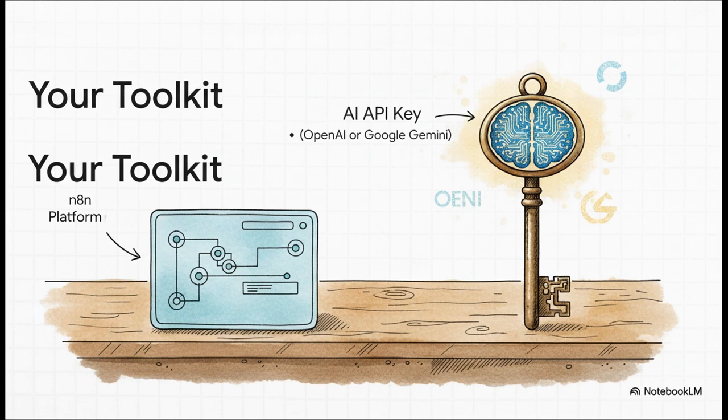Second, you'll need an AI API key. Now just think of this key as the password that lets our agent tap into a powerful AI brain, like OpenAI or Google's Gemini. And the best part? You can get started with free versions of both of these.